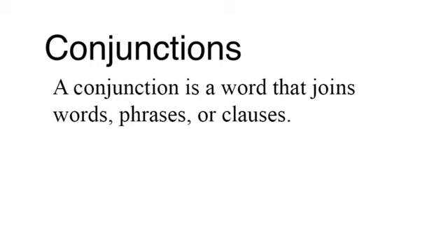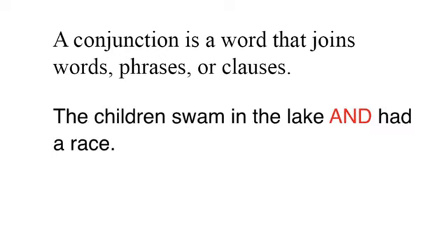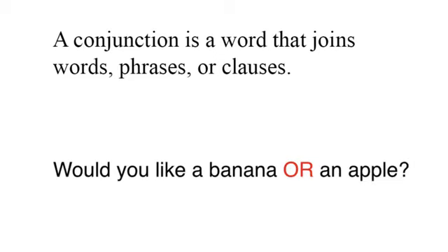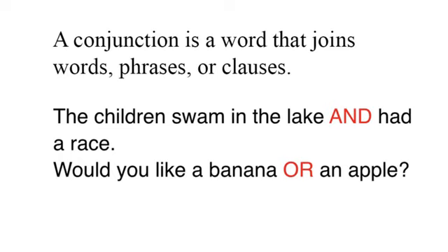We have 2 more to go. Number 7, conjunctions. A conjunction is a word that joins words, phrases, or clauses. Read it with me. A conjunction is a word that joins words, phrases, or clauses. Here's an example. The children swam in the lake and had a race. Would you like a banana or an apple? The word and the word or are conjunctions because they join together parts of the sentence.